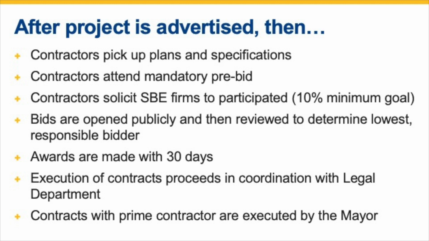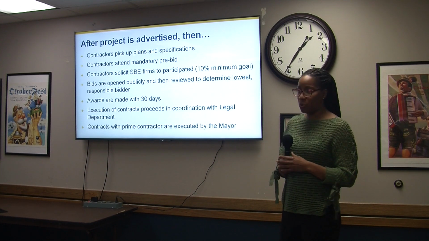So we do our bid opening. I assisted with Larry Hood downtown. Once we go over the numbers, then we turn in our information to our legal department. They do their review. It is determined by the lowest bidder that has the best responsive information. Awards are made typically within 30 days. Execution of contract, like I said, proceeds in coordination with our legal department reviewing the book. It goes further into detail, but I'm not going to cover all that, but this is the process here. Contracts with the primes are executed by the mayor. Then we're talking about going into the actual work of the job.